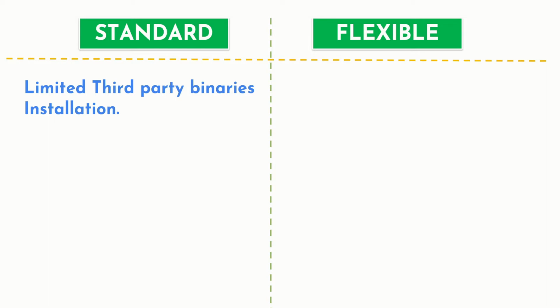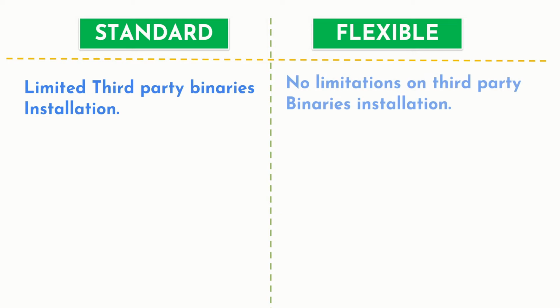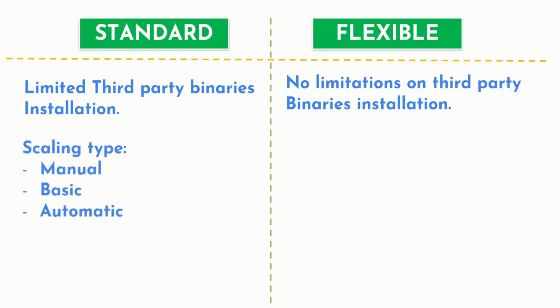There is also limited third-party binary installation. For standard, you cannot install your third-party binaries other than the versions and languages provided to you that we have already seen. In flexible, there is no limitation to that. You can install any third-party binary. There are three scaling types supported by standard App Engine: manual, basic, and automatic. However, with flexible, we have manual and automatic.